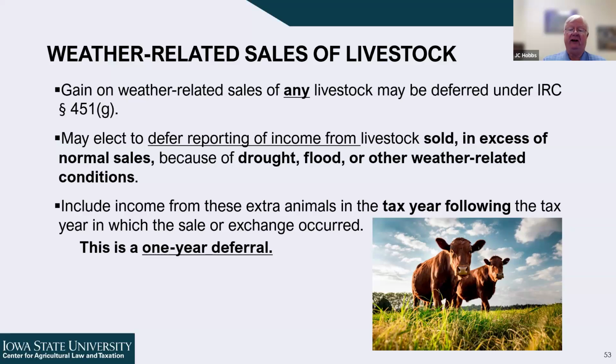So including income, the extra sales, in the tax year following the tax year in which the sale or exchange occurred. Under this specific code section, this is a 1-year deferral. So we're just moving income that we're forced to report in 2024, but under normal circumstances we would have reported in a later year. Consequently, we're allowed to defer that to help reduce the impact of bunching of income and to more accurately reflect what our normal business practice would be.